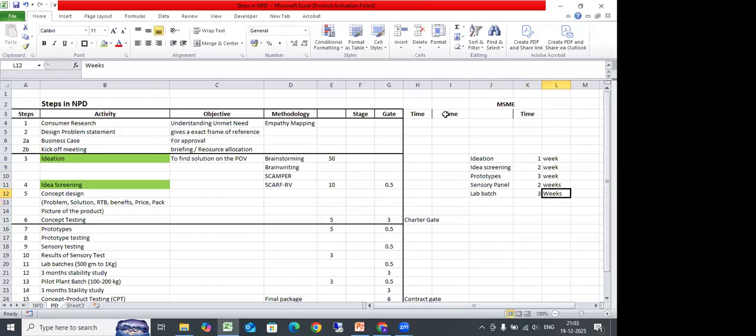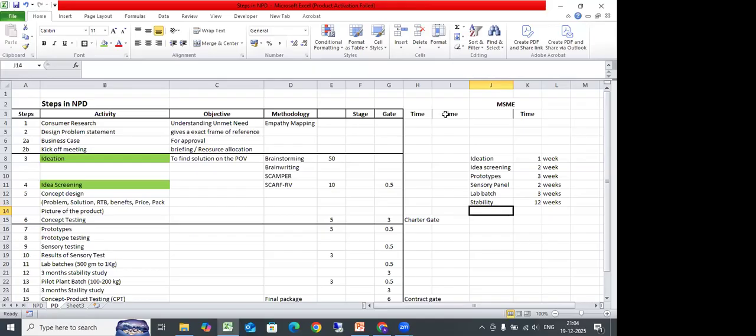Depends on how you manage. Stability. Stability should not be 3 weeks. That means 3 months. How much is it? 36 weeks, no? Sorry, 12 weeks. Yeah, 12 weeks. And then what will you do? Again, then you will think of a pilot.